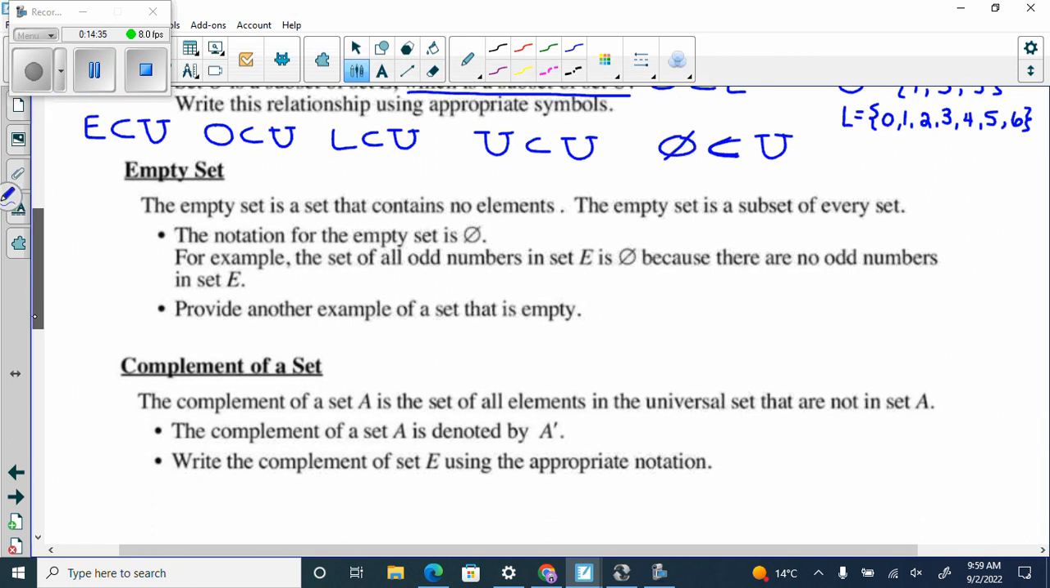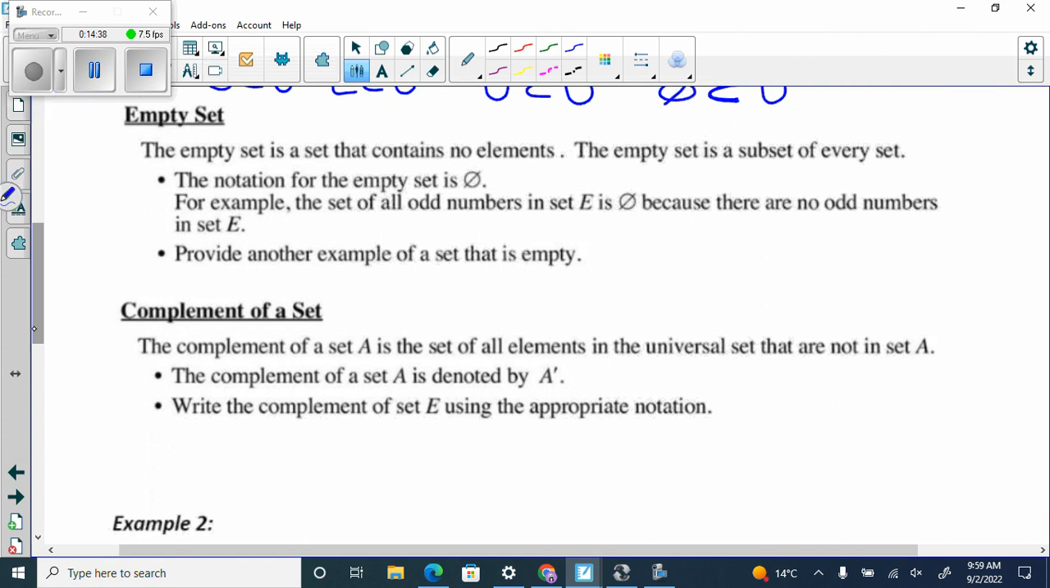Okay? We're going to go to the complement of a set, and then we're going to move on to just questions where we don't have to define the whole world anymore. We've got all the definitions, and we use all the definitions. So the complement of a set is the very first one up here. It's A with the little tick. The complement of set A is the set of all elements in the universal set that are not in set A.